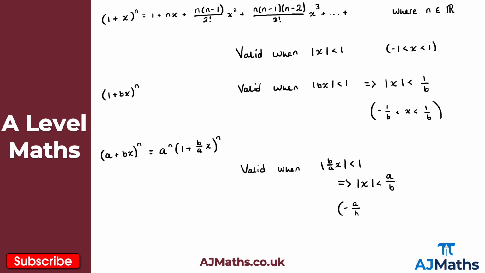So minus a over b and a over b there. Okay. And there we have it. So that's everything that we need there for our introduction here to extending the binomial expansion.